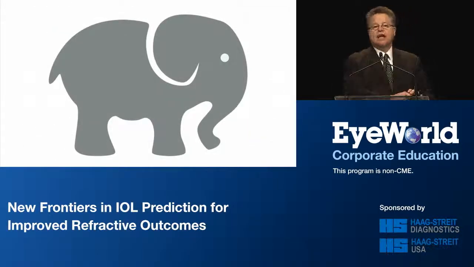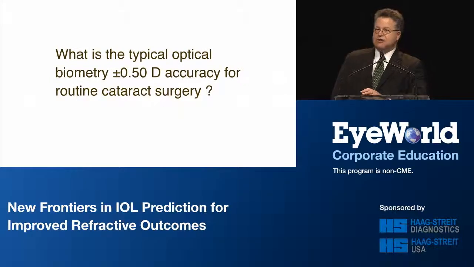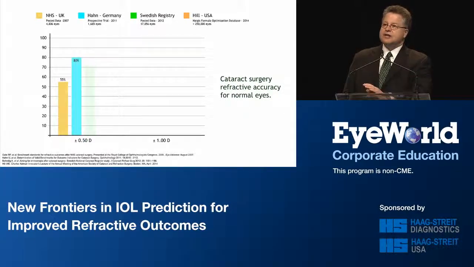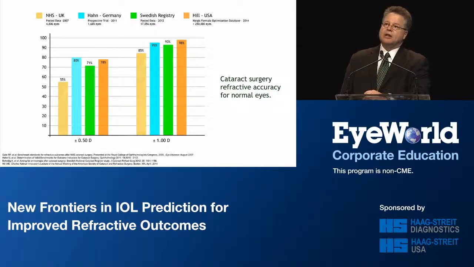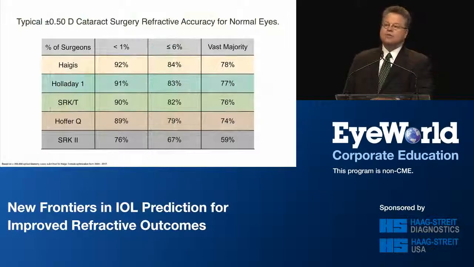Now, whenever we go in the operating room, that elephant in the room that's with us is IOL power selection. This always plays in the background, and it isn't until that second or third visit that we get an idea of how well we did at this process. So what's the typical half-diopter accuracy for us as surgeons? If you look at four well-known studies, the Hahn study, the Glenn-Gale study for the National Health Service in the United Kingdom, the Swedish Registry study, and the Haggis Formula Optimization study, you see basically that nobody's getting it right all the time. The Haggis Formula Optimization study that I oversaw is more than 250,000 cases, and even after the removal of outliers and the optimization of lens constants, half-diopter accuracy is still about 78%. So this is the gap that we need to close.